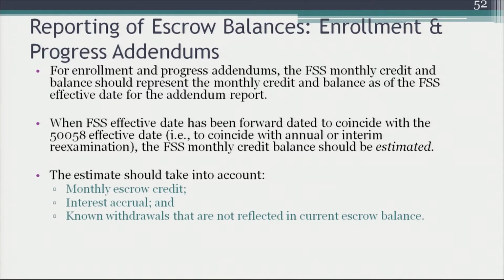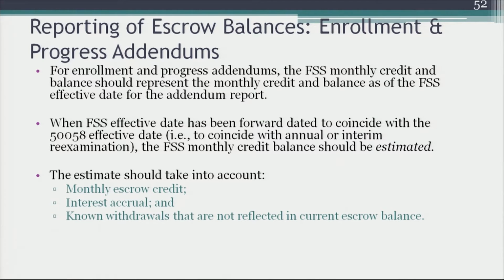And so now that HUD is requiring that an addendum report be submitted with, let's say, an annual reexamination or an interim, the PHA is also being asked not only to fill out those three items, but actually to estimate what that amount would be. So the monthly escrow credit would be the credit amount that's going to be effective when that 50058 is effective. So for example, if the current escrow that's being credited is $50, and in two months the escrow credit will be $100, HUD is looking to see that the monthly escrow credit be reported at the $100. Same thing with the escrow balance.